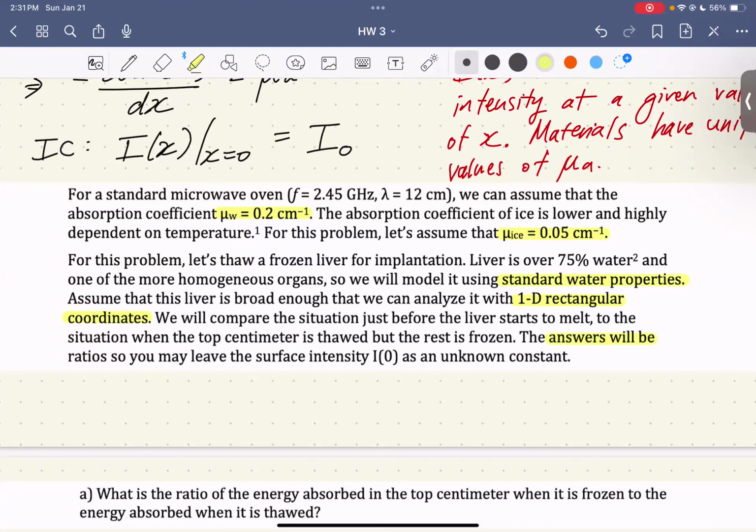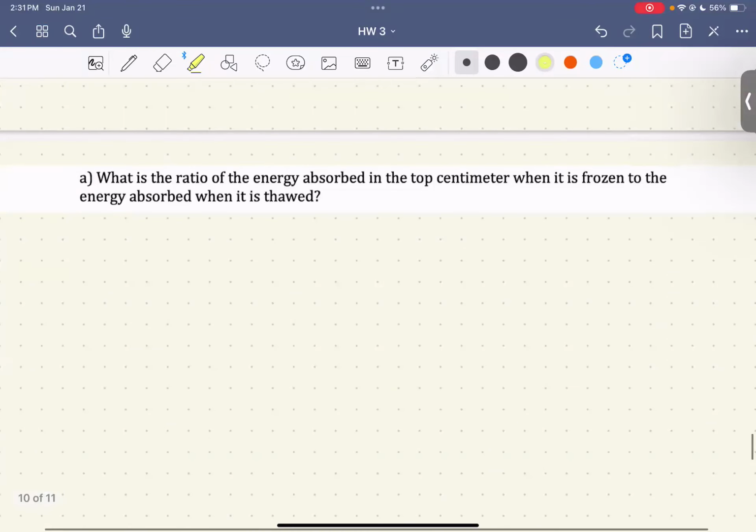Answers will be ratios. As you walk through these problems, as you're doing these homeworks, as you're working on exams, it's really important to be able to mark up the question and understand each of the components, each of the assumptions you can make, because it really can determine what you get for your final answer. So let's start with that first question. And it asks, what is the ratio of the energy absorbed in the top centimeter when it is frozen and to when it is thawed.